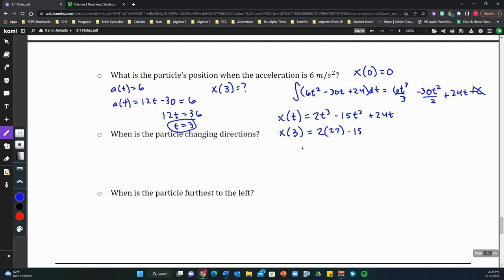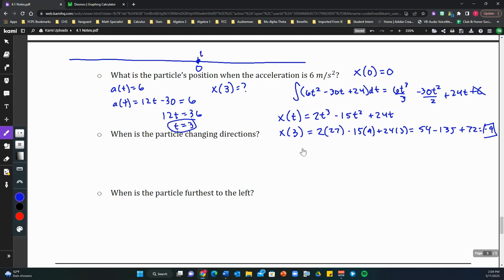3 squared is 9. Plus 24 times 3. So we get 54 minus 135 plus 72, 126, or negative 9. So that means if we think about it on the x-axis, here's the origin where it starts. Now, we don't know exactly everything that occurs between t equals 0 and t equals 3, but I do know for sure that after 3 seconds, the particle is 9 units to the left of where it started.